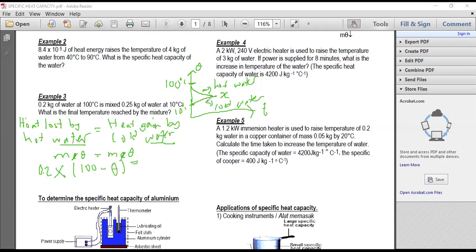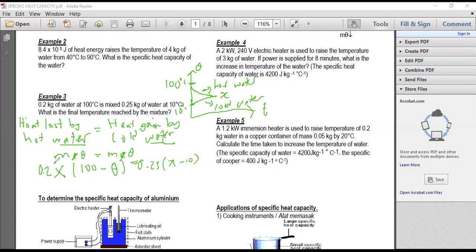Now what will be the change in temperature for cold water? The change is a difference, so it's x minus 10, not 10 minus x, because x is greater than 10. And why 100 minus x for this one? Because 100 is greater than x. For this one, x will be greater than 10. So for the cold water, the mass is 0.25, times x minus 10.